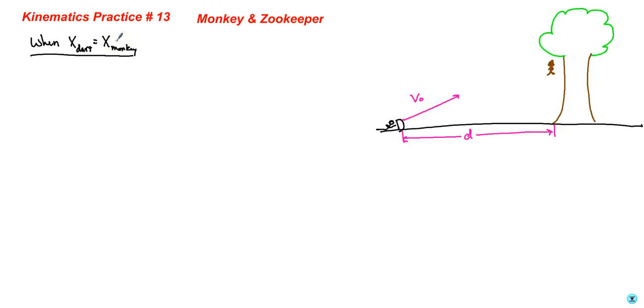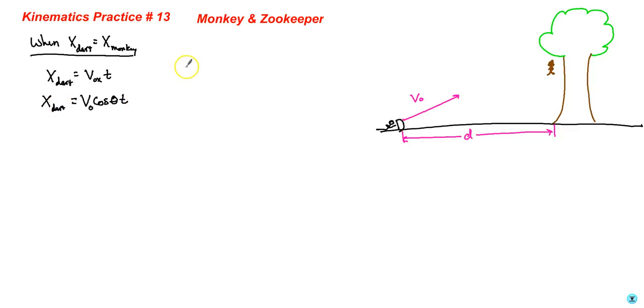So let's find out when the X position of the dart and the X position of the monkey are equal. To find the X position of the dart, it's going to be a function of its initial speed and how long it takes to get there, right? v equals d over t, and we just rearrange it. So then x is equal to v times t. So then we know that it's going to be equal to v sub o cosine theta times t, or how long it takes to get there. So if we want to know wherever the dart is at any time, it's going to be just this equation that tells us.